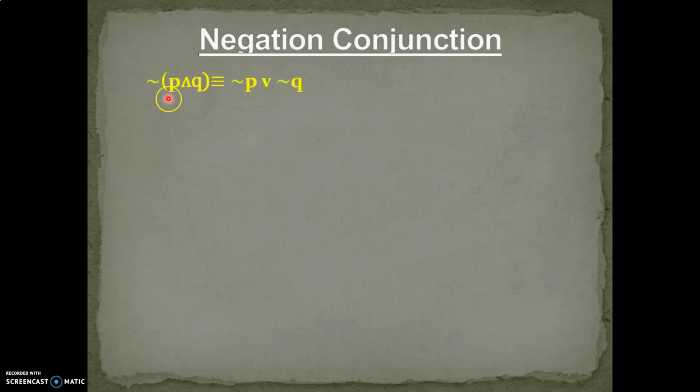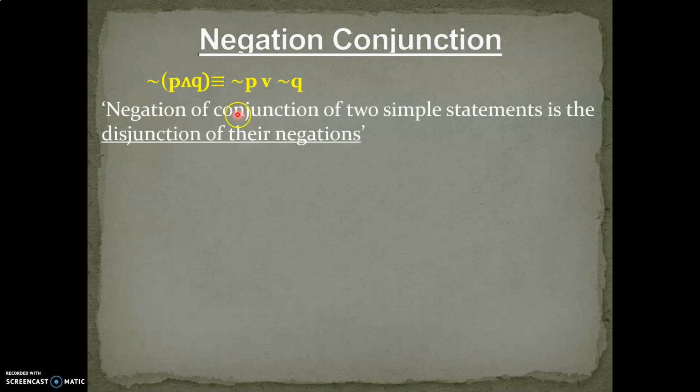Negation of P and Q is equivalent to negation P or negation Q. This is called De Morgan's law also. We already studied this in the previous video. The rule is this one. Negation of conjunction of two simple statements is the disjunction of their negations. Here P and Q are simple statements, and negation of conjunction of two statements is equivalent to disjunction of negations of them. That is the meaning of this.